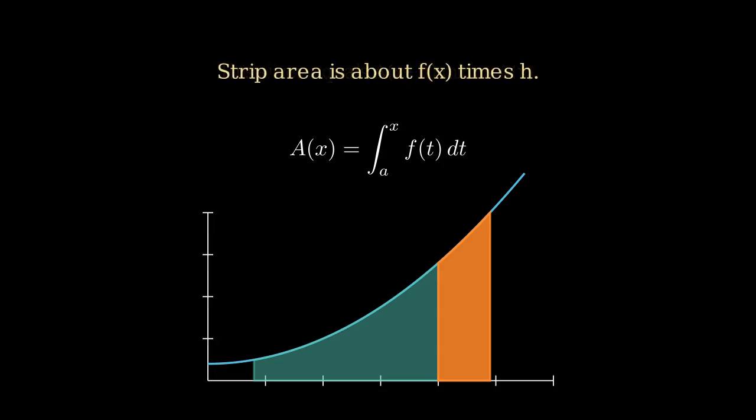If h is very small, that thin strip is almost a rectangle. Its width is h and its height is roughly f of x, the height of the curve at the point we started from. So the area of the strip is approximately f of x times h.